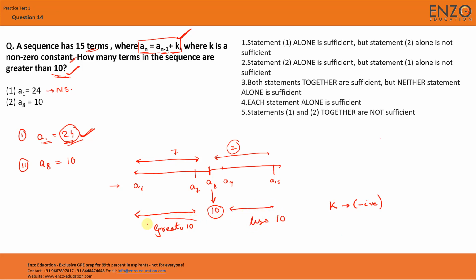So we clearly know that there would be 7 terms greater than 10 if the AP is in decreasing order as well. So the second statement is sufficient. So the answer to this question is B. Why was it sufficient? Because we had the middle term of the sequence, and also we had the number at the point we need to check. So that's it.